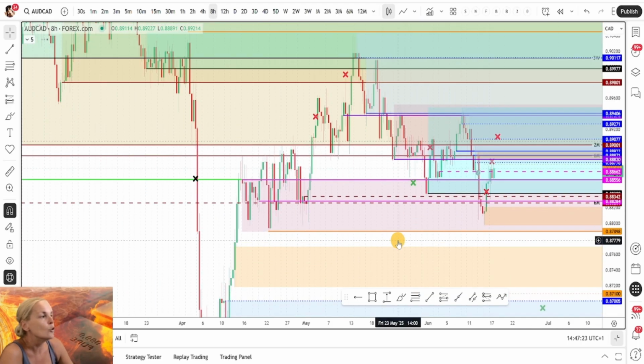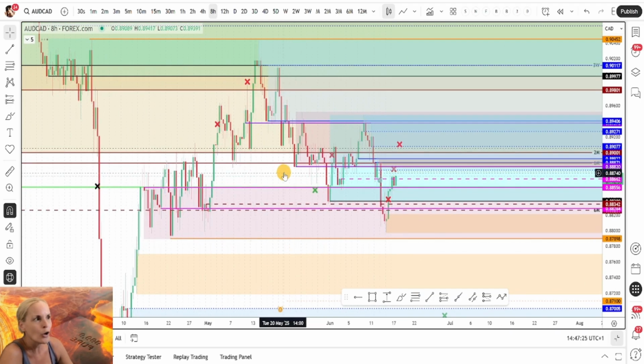So again, not too bad on this, but it's been just a bit harder to trade because it's been pushing, given the initial reactions, but then giving us a second push in many cases.